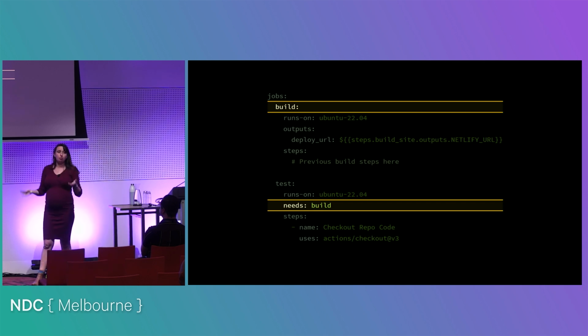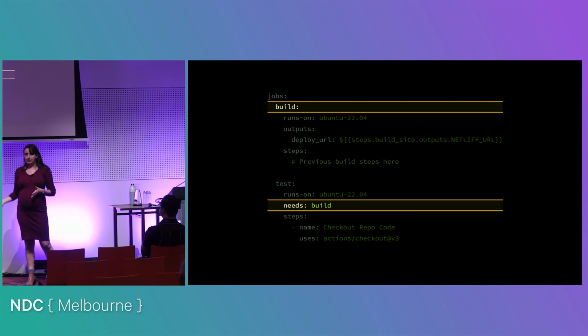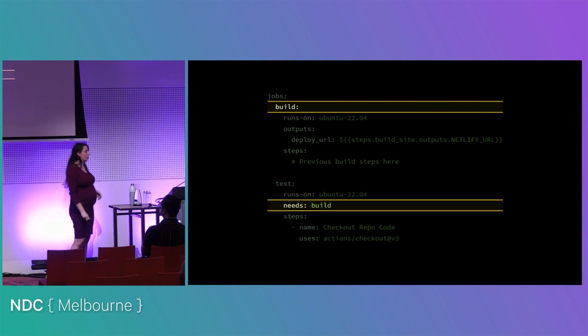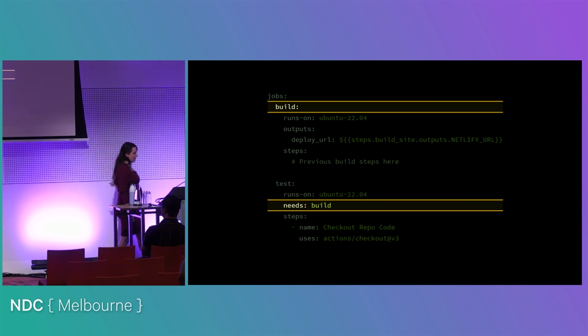If something's gone wrong with building the website, there is no point trying to run the test because it's not going to work. This also means that it won't start the test job until build is completed. So we talked about how jobs will run at the same time by default. Because we've set build as a condition of test, it won't do that until the build has completed.